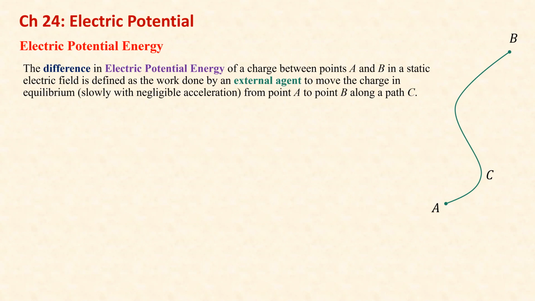So chapter 24 is on electric potential. But before we go to electric potential, we need to define electric potential energy. This is the way the electric potential energy is defined.